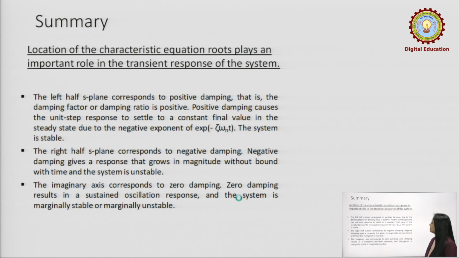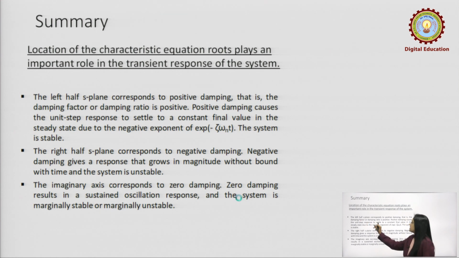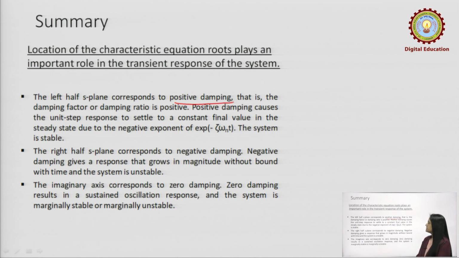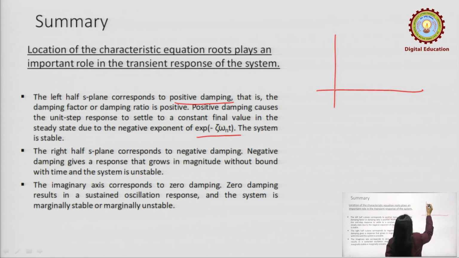So, a brief summary of what we have discussed today regarding the second order control system. Here the left half of the S plane corresponds to positive damping, that is the damping factor or damping ratio is positive. Positive damping causes the unit step response to settle to a constant value in the steady state due to the negative exponent, e raised to minus omega n t. We have this term. So, as we have seen, the response is like this.